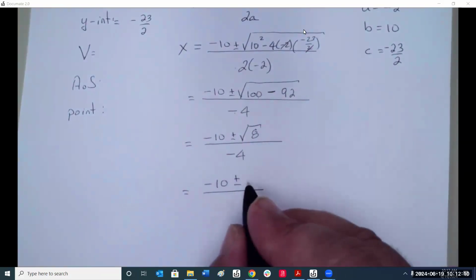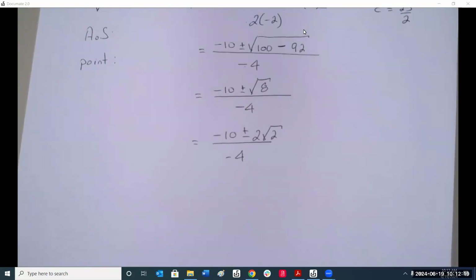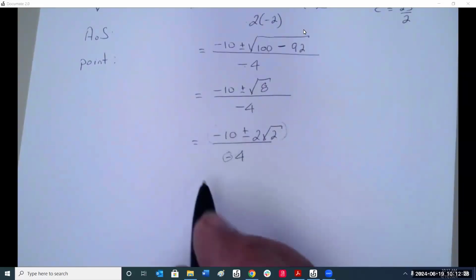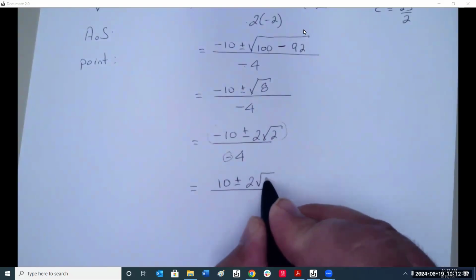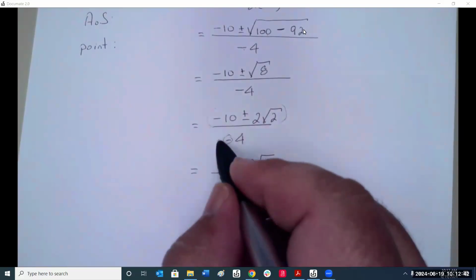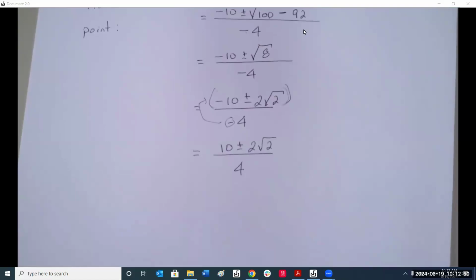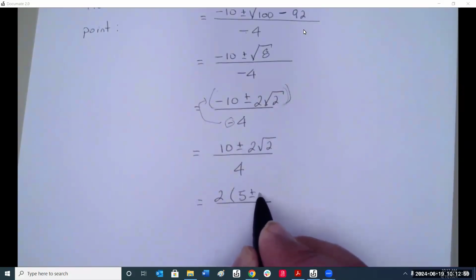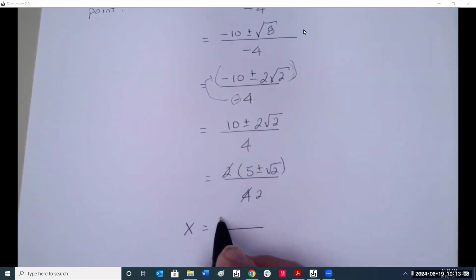Again, 8 is made up of 2 times 2 times 2, so I can rewrite that. Because there's a negative on the bottom, I move it up on top, so I change all the signs up on top. So that becomes a positive 10. This stays plus or minus, that's not going to change. So this negative goes up on top and changes everybody's sign. I can factor out a 2 out of the numerator, and those cancel. So my x-intercepts are at 5 plus or minus radical 2 over 2.